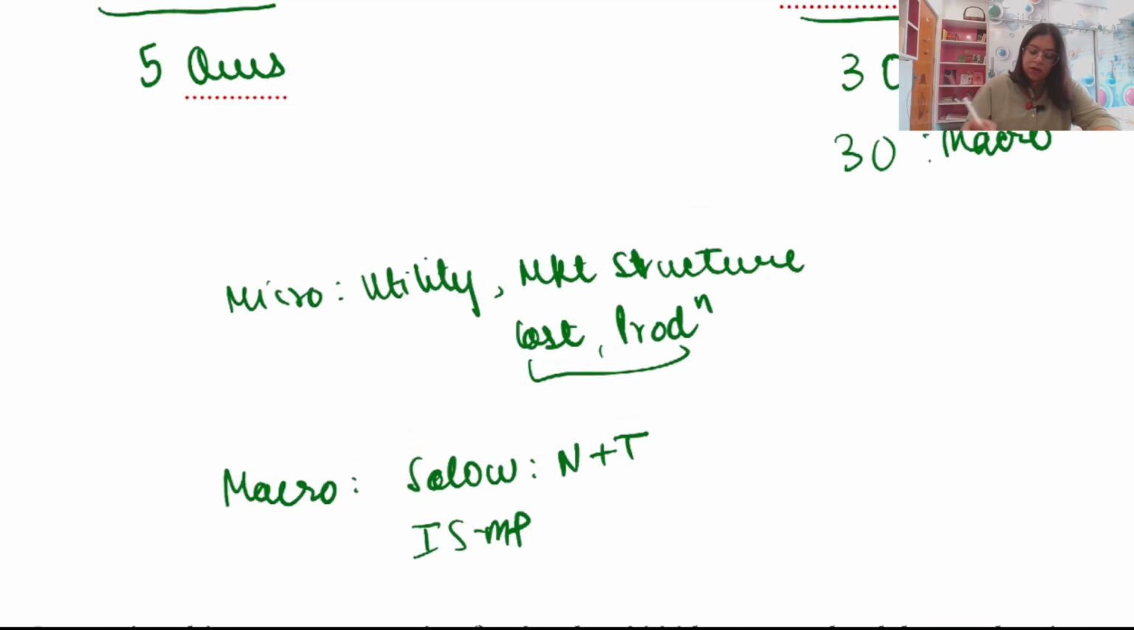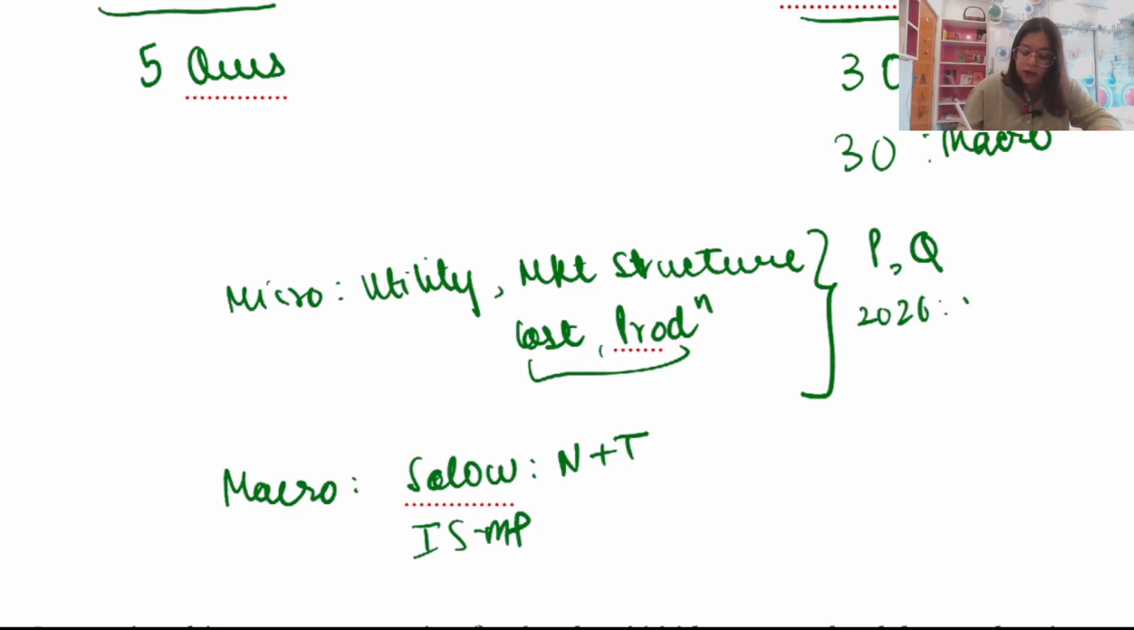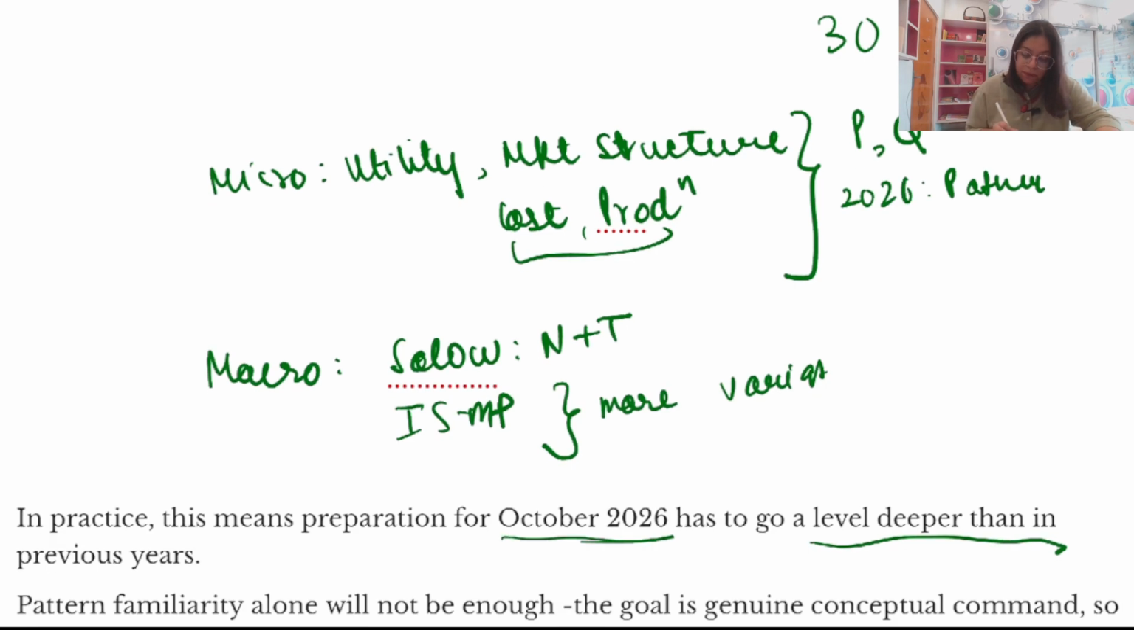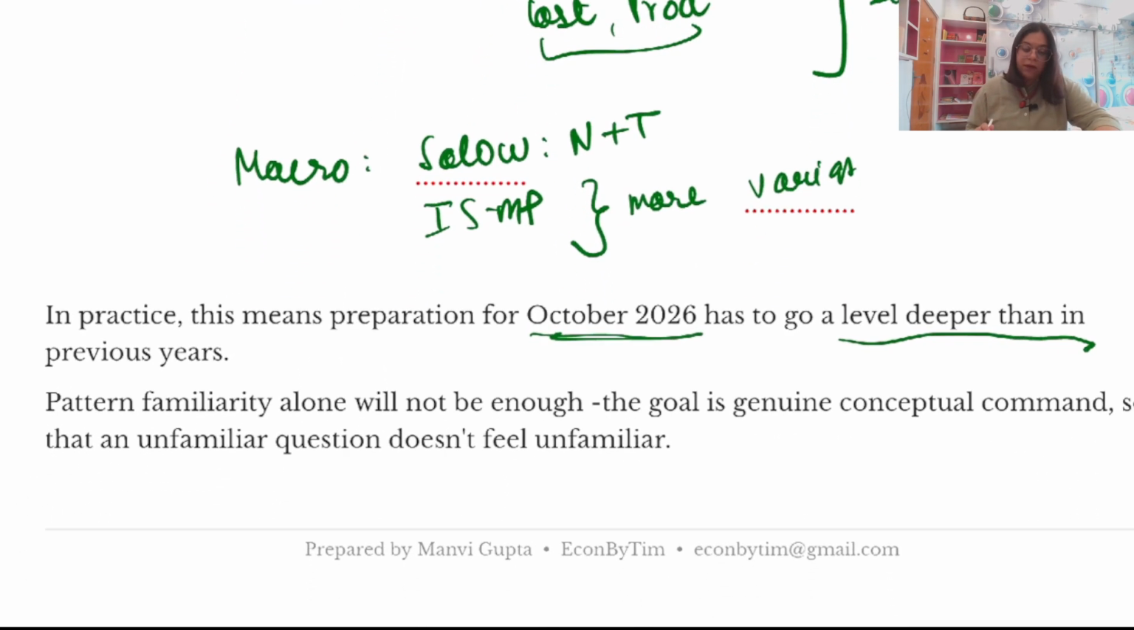Now, this year, the micro question, I heard, had a very complicated demand function. Demand function usually has price and quantity, but in 2026 you also had the price of other goods. Similarly, for macro, the equations had more variables. So what does this mean for our October exam? It means that our preparation has to go a level deeper than previous years. Only pattern familiarity will not be enough.